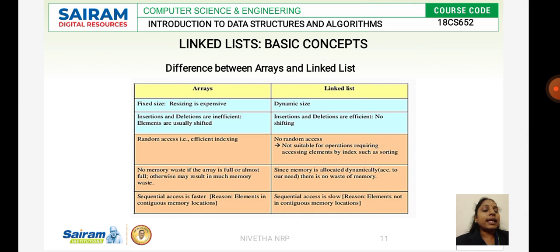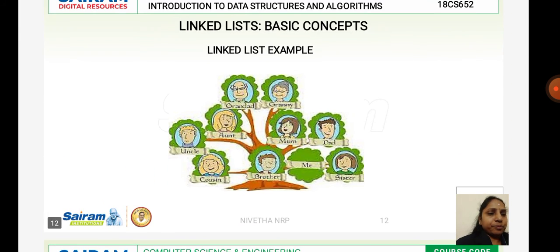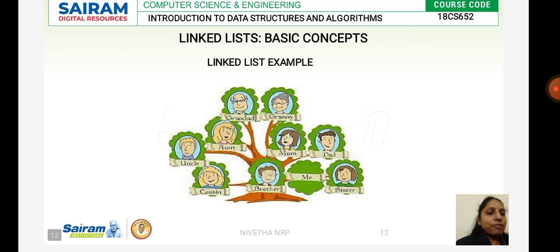And the next concept: in arrays, we have sequential access, which is faster since it is accessing from A[0] to A[n]. Whereas in a linked list, sequential access is slow since we are supposed to access two fields in each and every node, one for the data or an element, and the other field for the address of the next element. This is the basic concept we have in the linked list.